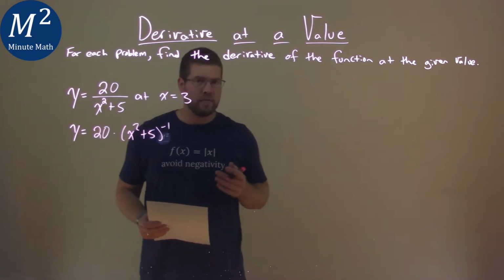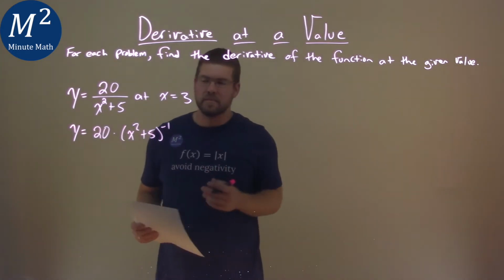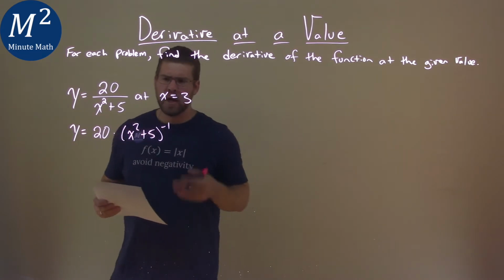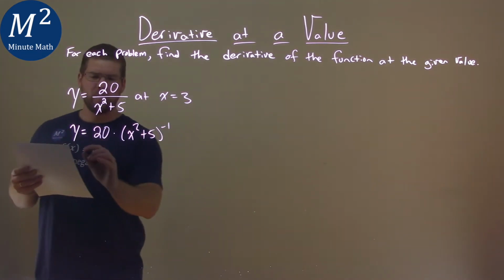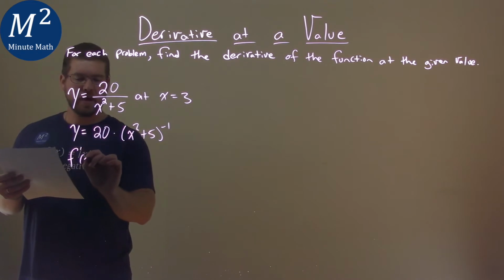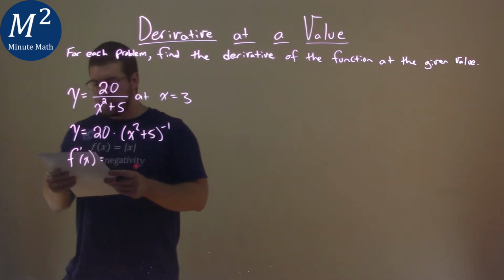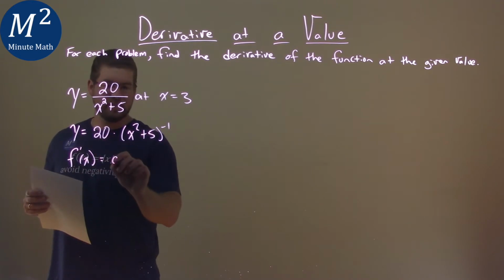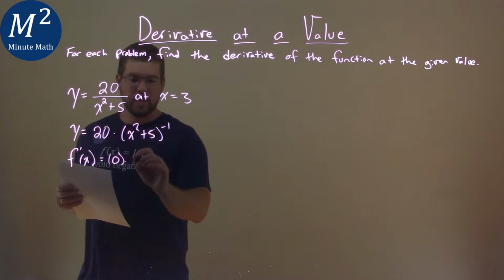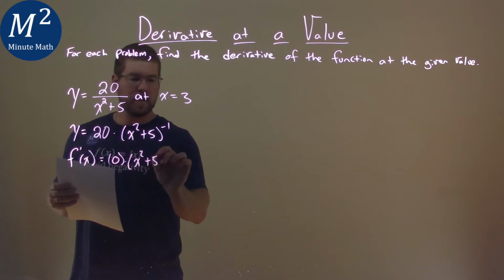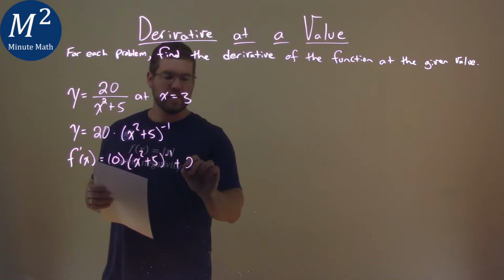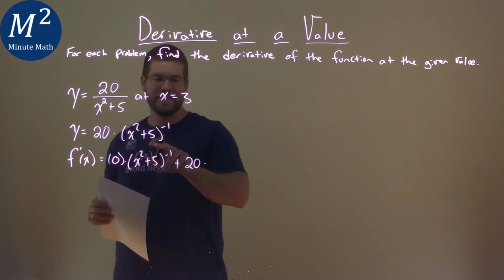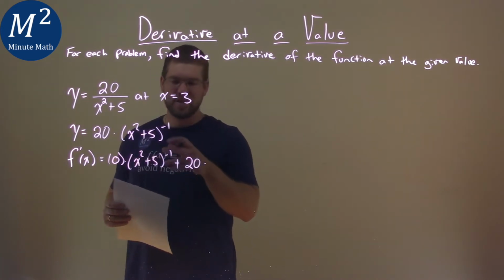That's really just a preference of mine, because when I take the derivative, I just like using the product rule, especially for something like this. So using the product rule, f prime of x is equal to the derivative of the first value, the 20, which is 0, times the second, x squared plus 5 to the negative 1 power, plus 20 times the derivative of the second part, for which we're going to use the chain rule.